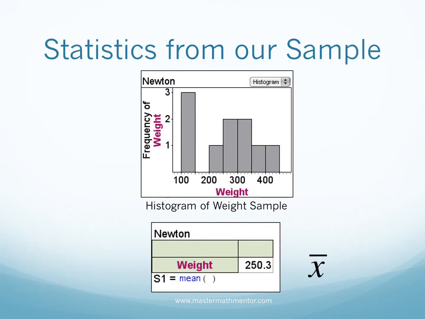So what does this sample of 10 tell us? Below is a histogram of the weight distribution from our sample and our average of the sample, which is 250.3 pounds. Since this is a statistic, its proper notation is x bar.